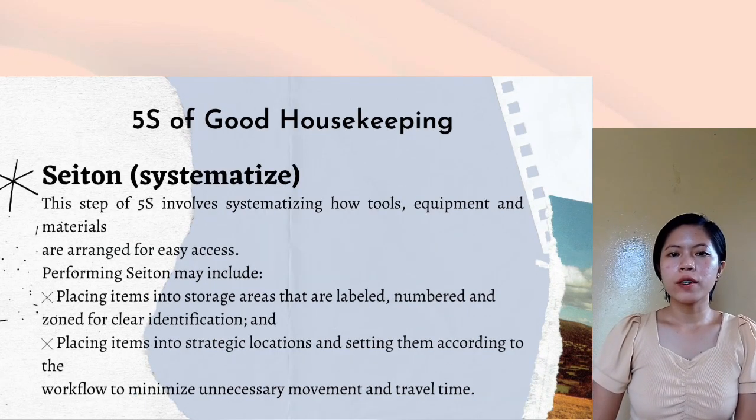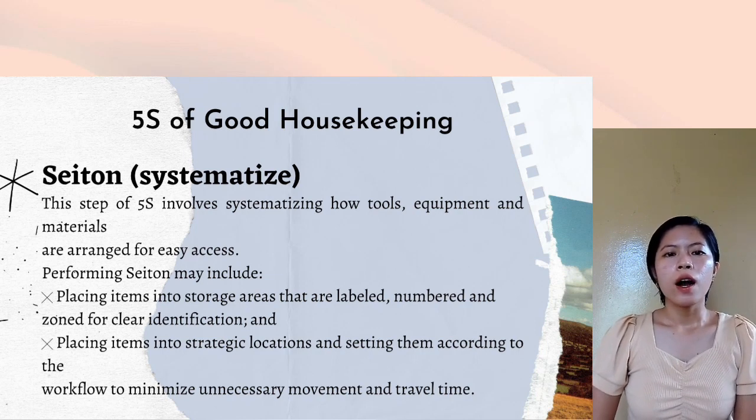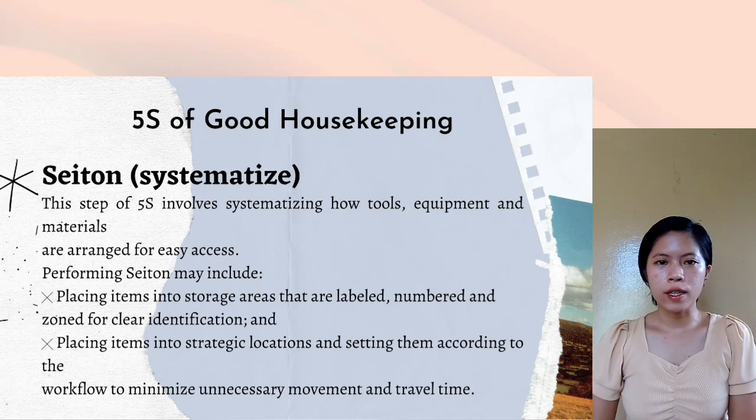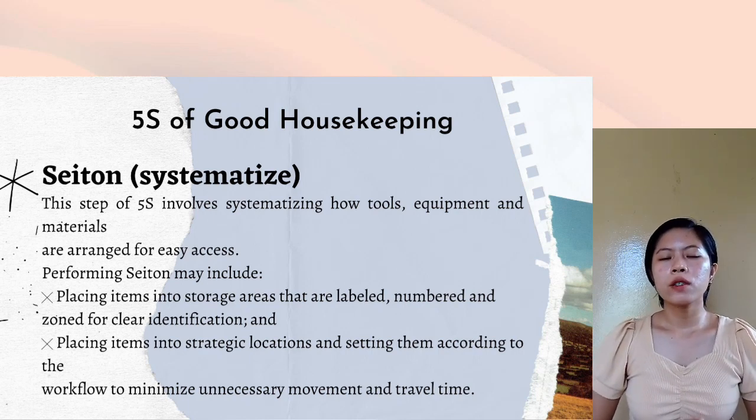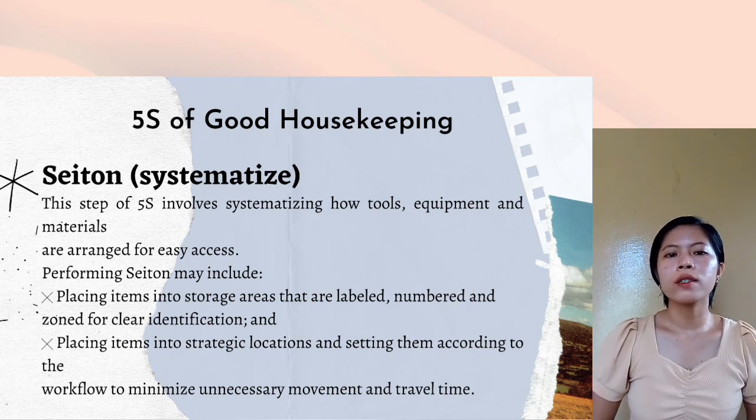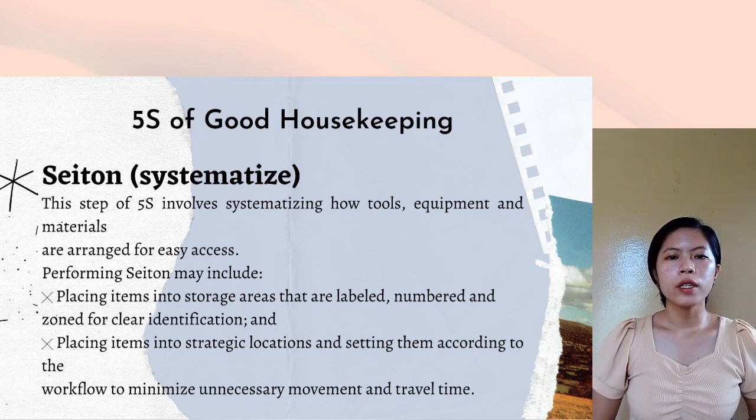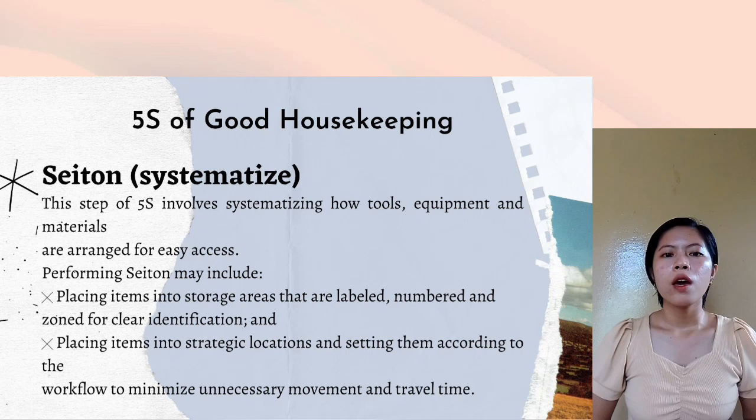Second is Seiton or systematize. This step of 5S involves systematizing how tools, equipment, and materials are arranged for easy access. So performing Seiton may include placing items into storage areas that are labeled, numbered, and zoned for clear identification, and placing items into strategic locations and setting them according to the workflow to minimize unnecessary movement and travel time.